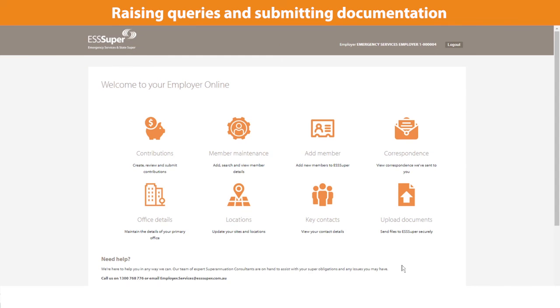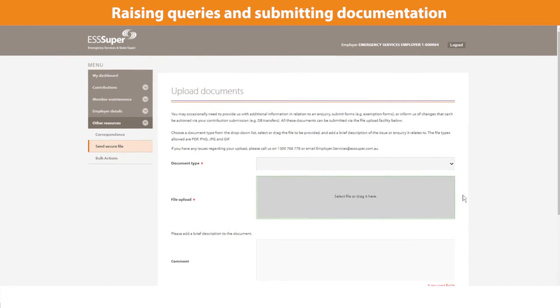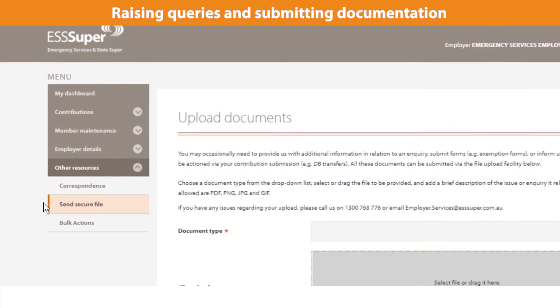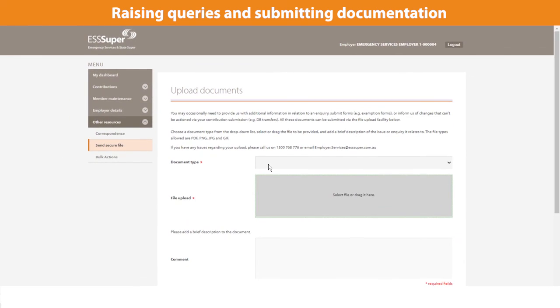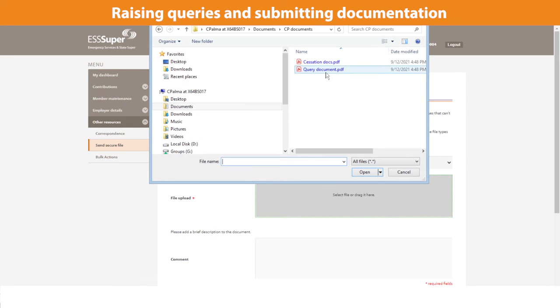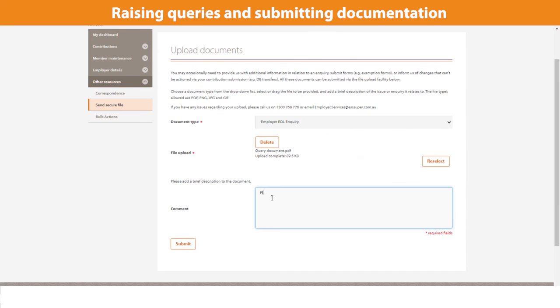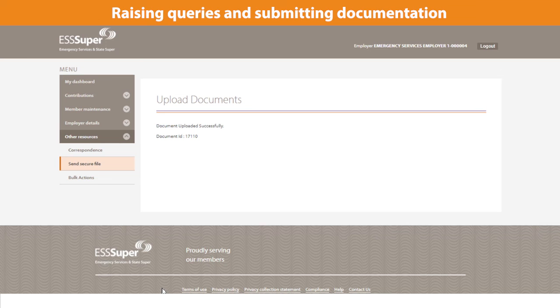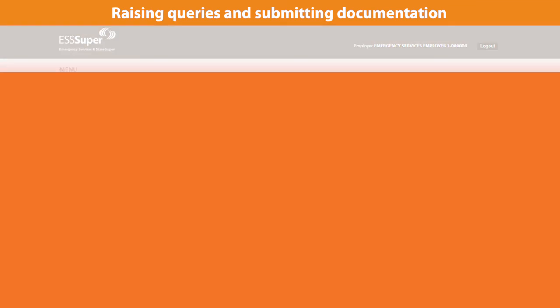If you have a query or need to provide additional forms or documents to EWS Super, you can send these securely by using the Upload Documents option. To access these functions, select Upload Document from the dashboard or select Other Resources from the left-hand menu. To upload the document, select the document type from the drop-down list and attach the file you want to send, and add a brief description of your query or issue the document relates to. Click on Submit. Our Employer Services team will investigate and follow up with you if necessary.